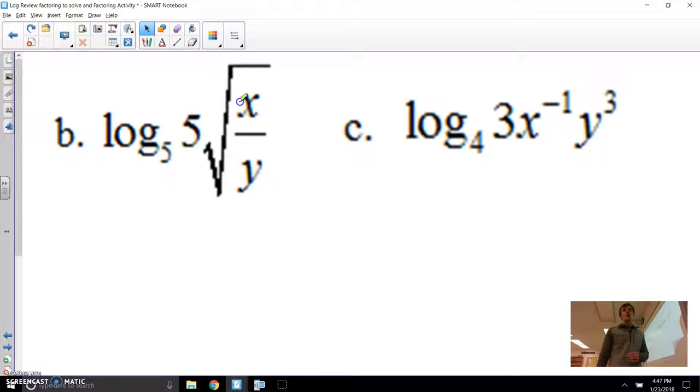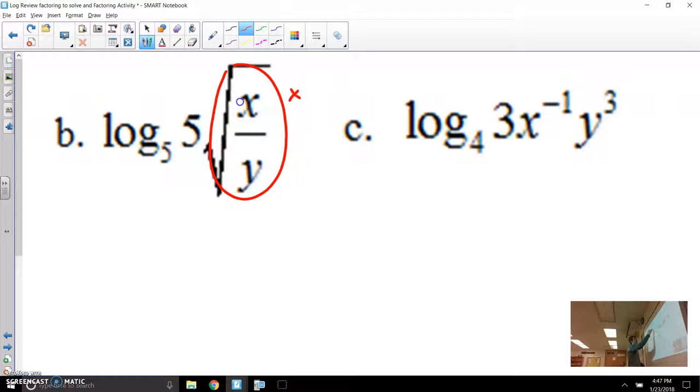Okay, so the next one, we have the square root. And so one thing that I want to remind you is that the square root is like the 1/2 power. So this right here can really be rewritten like x to the 1/2 divided by y to the 1/2, because you're square rooting both essentially. So I just want to keep that in mind as we're doing this.